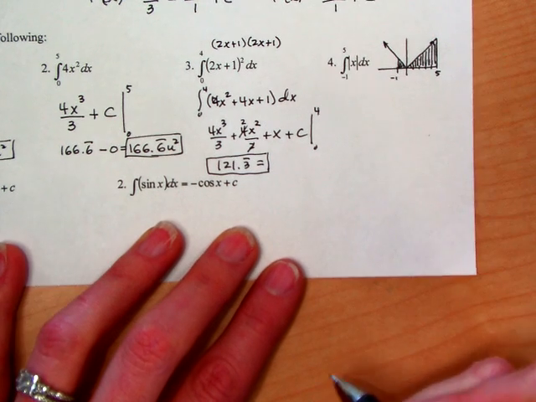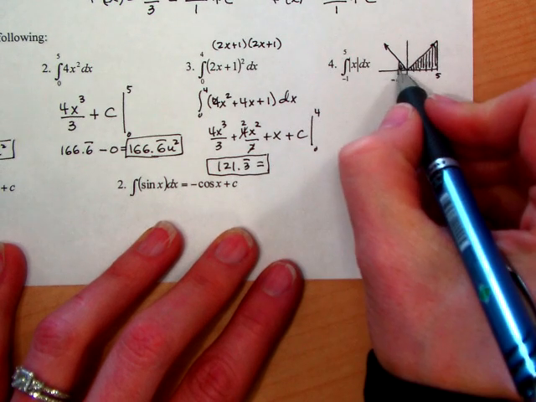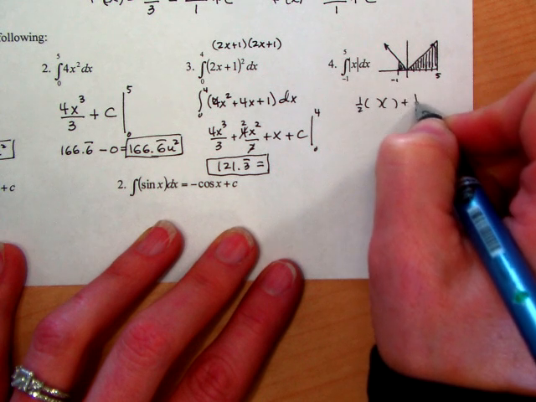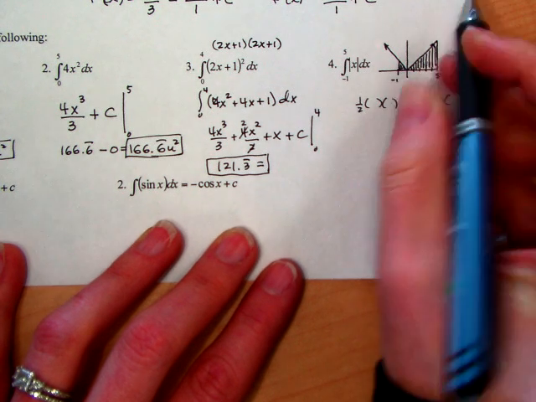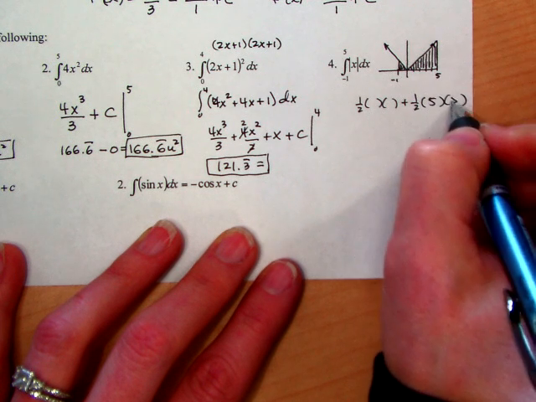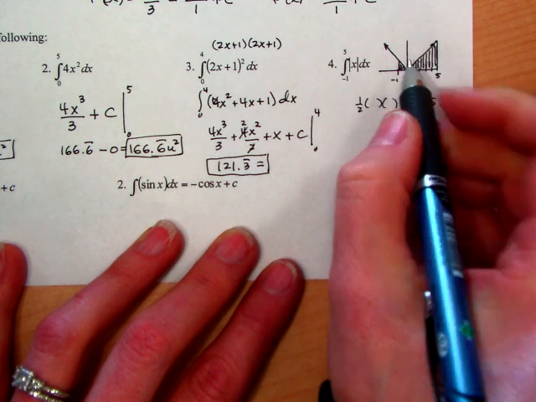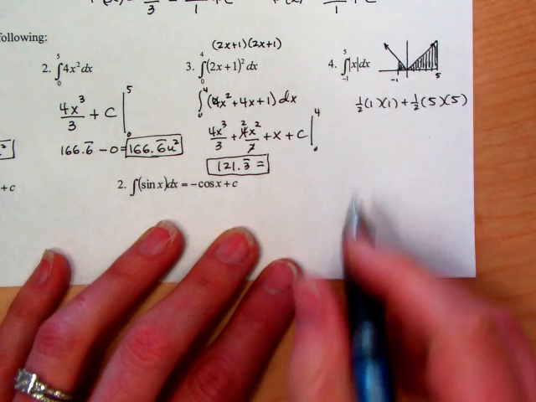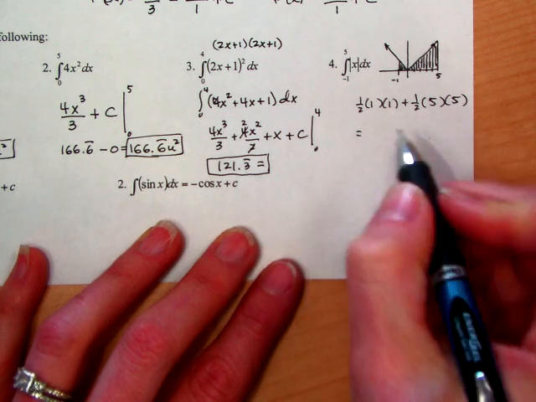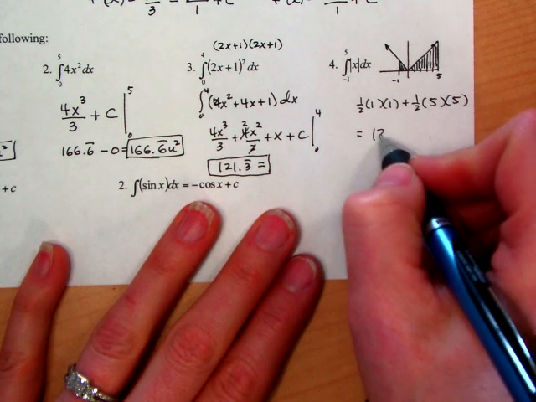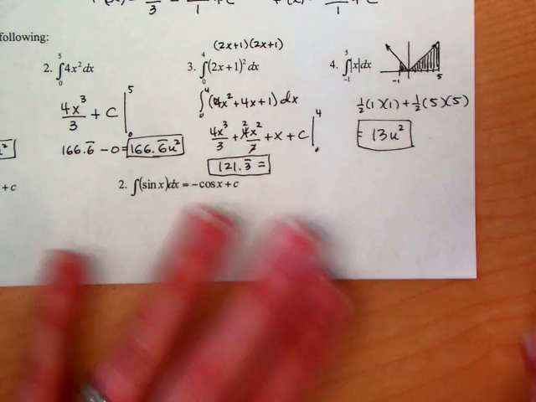So I'm just going to find the area of each triangle. I need the base and the height of this triangle, and I need the base and the height of this one. This one goes over 5, and if I plugged in a 5, I would also get 5. So the base and height are both 5. This one, the base is 1, and the height, if I plugged in a 1, is still 1. Again, there's no antiderivative, so all we're doing is finding the area of both of these triangles and putting it together and getting 13 units squared.